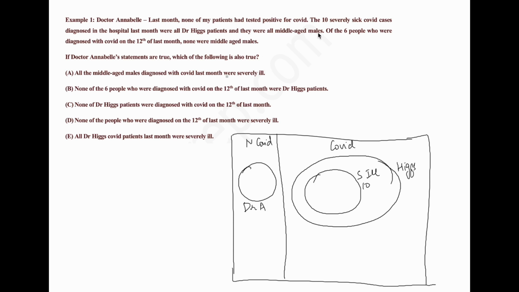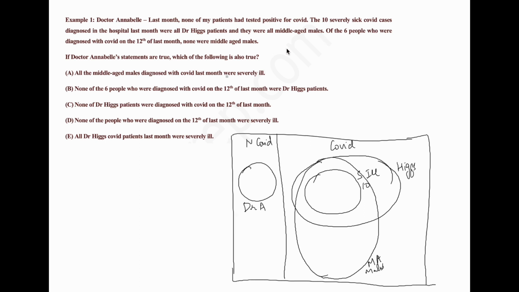And they were all middle-aged males. Now, these severely ill people were also all middle-aged males. So then there is here another intersection. This severely ill circle lies inside the middle-aged males circle.